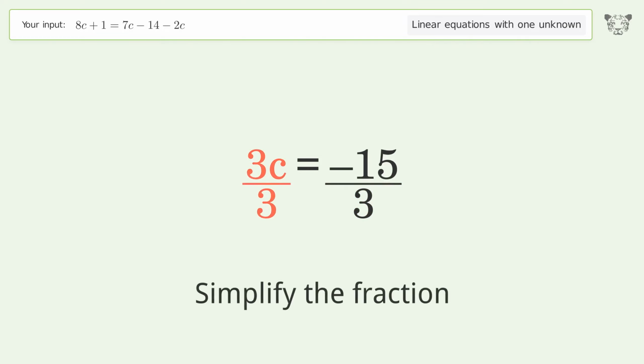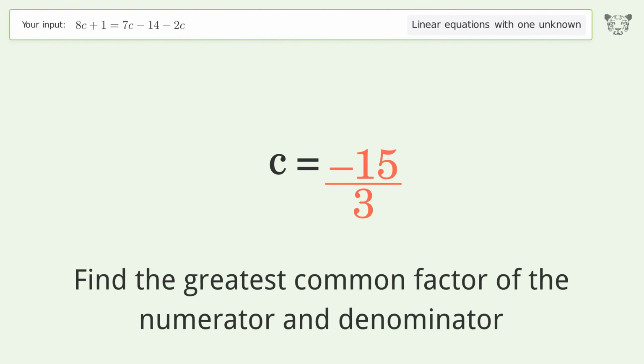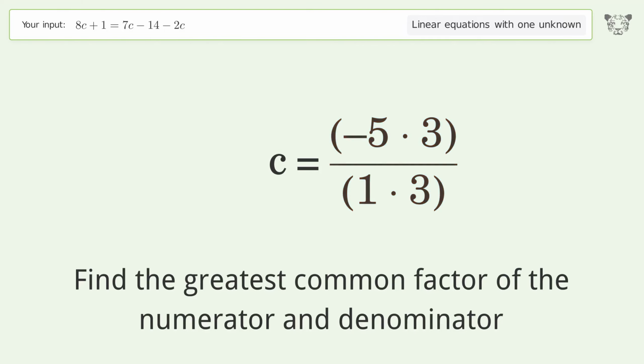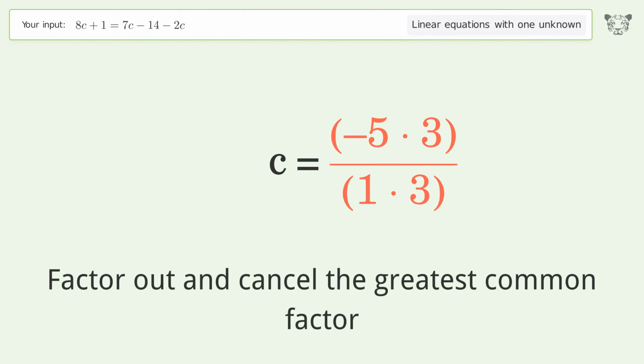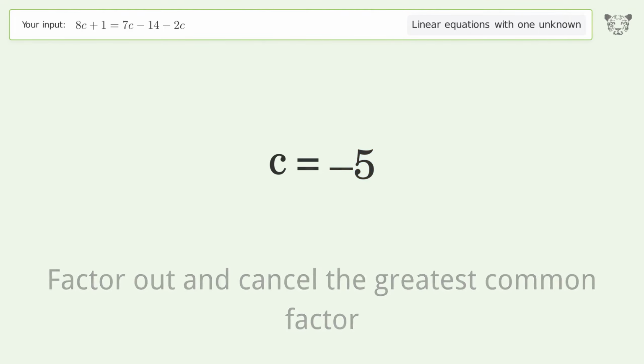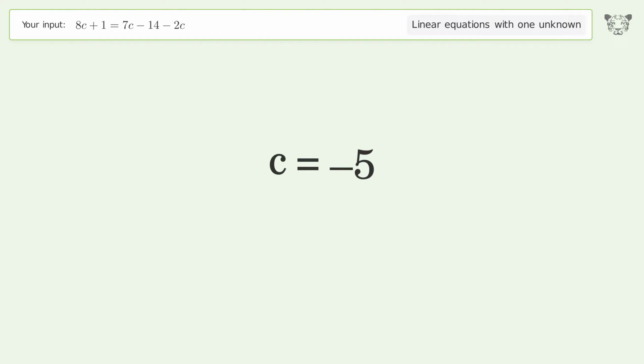Simplify the fraction. Find the greatest common factor of the numerator and denominator. Factor out and cancel the greatest common factor. And so the final result is c equals -5.